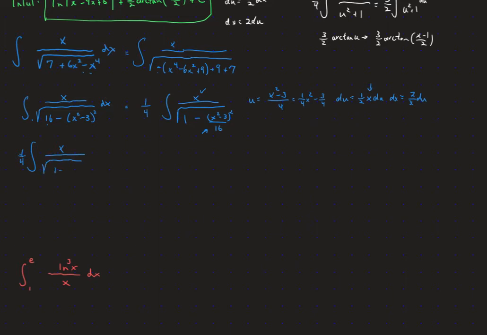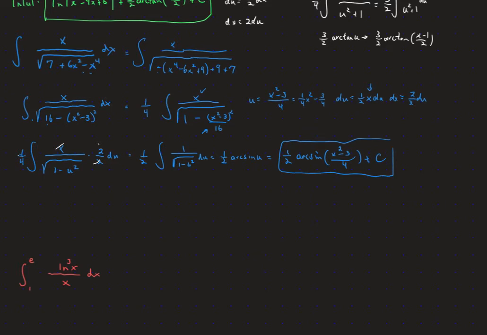We've now got the square root of 1 minus u squared, and our dx is going to be replaced by 2 over x du. We can cancel those x's. That 2 will cancel with the 1/4, so it's going to be 1/2 integral of 1 over the square root of 1 minus u squared du, and that is going to be an arc sine. Wow, kind of a disguised arc sine. So that's going to be 1/2 arc sine of our u, which we said was (x squared minus 3) all over 4. And then our plus c.